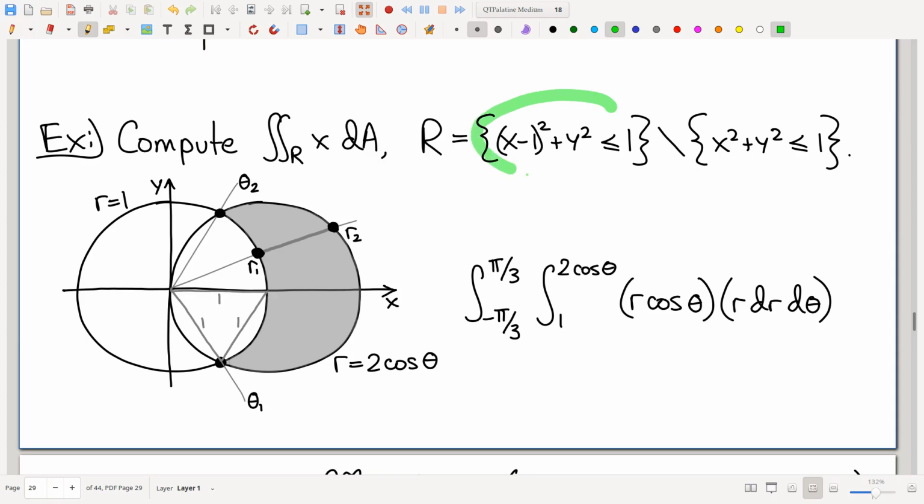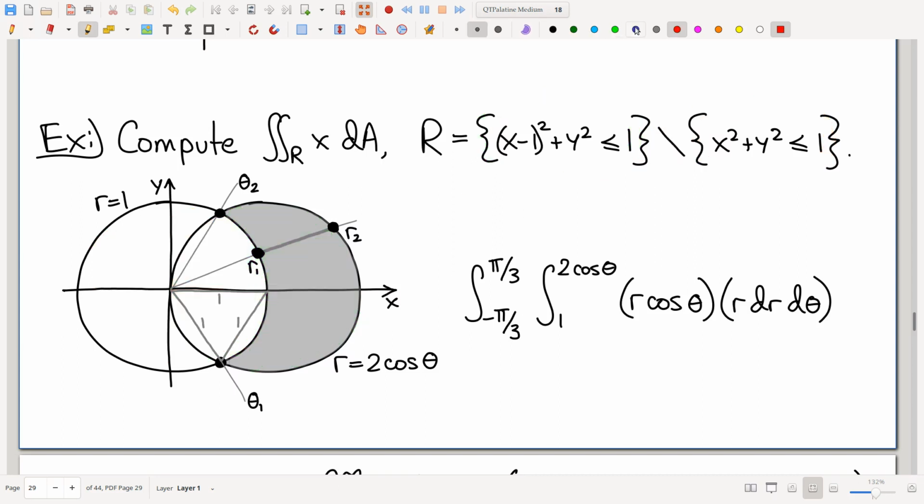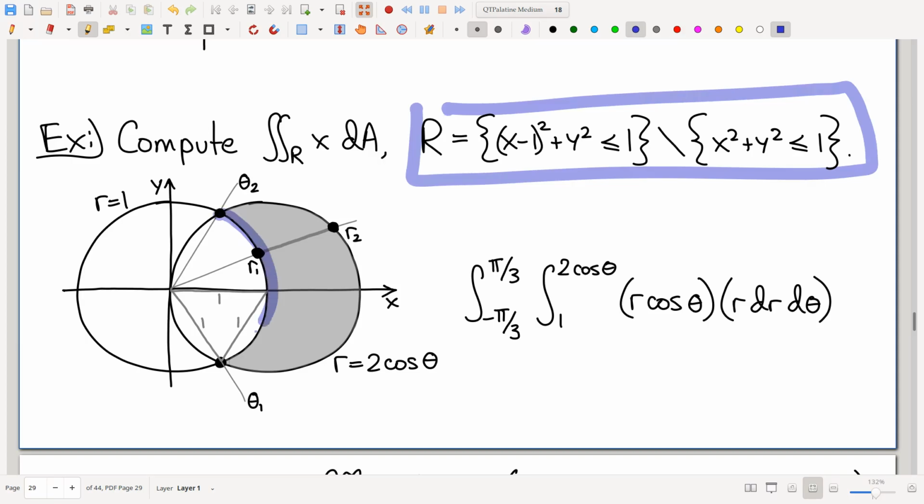Now, you'll notice our domain starts with this disk. And then we're going to exclude all of the points in our green disk that are in the red disk. So we're going to chop off all of the red parts that overlap with the green parts. And so all together then, a little geometric intuition, the actual domain is this kind of, it's like a solar eclipse kind of looking shape. Does that make sense?